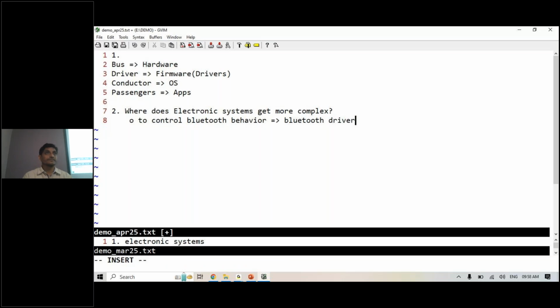Bluetooth driver, let's say, to control USB behavior, USB driver. So for every peripheral, every part of the hardware you have, there will be a driver. Now let's understand what exactly goes into a driver.